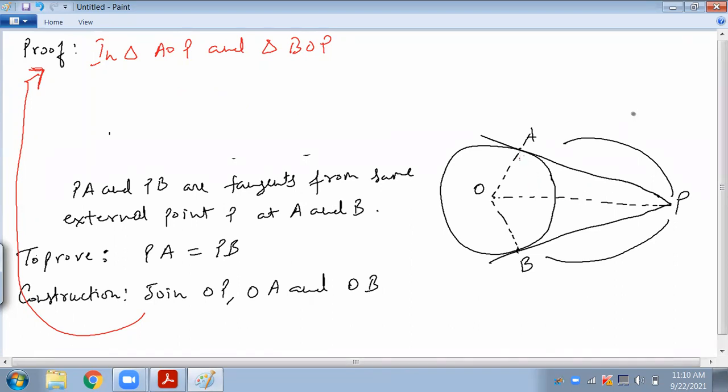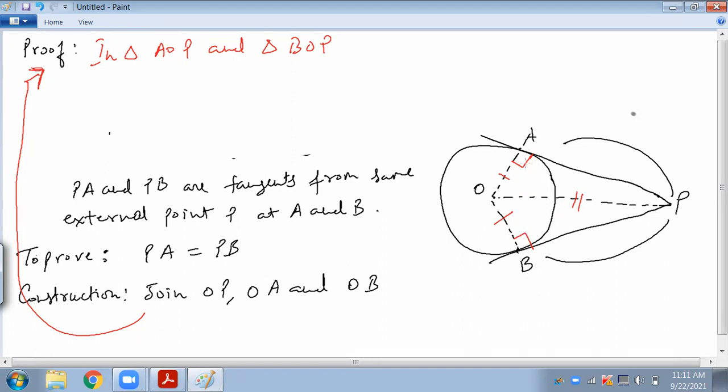Now look, we have a tangent. PA is a tangent, and OA is the radius. So tangent and radius will be perpendicular. Again here, PB is a tangent and OB is the radius. So again, it will be perpendicular. So angle A and B are both 90 each. Then hypotenuse is common, and OA and OB are both radius, so they will be equal. So what are you getting? Right angle, hypotenuse, side of one triangle equal to the other. So the triangles will be congruent by RHS. We're going to show that these two triangles are congruent by RHS congruency.